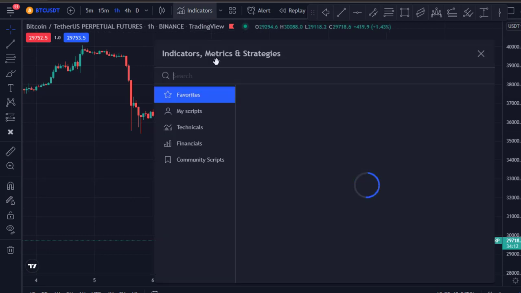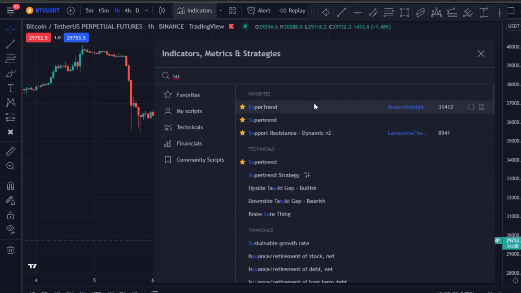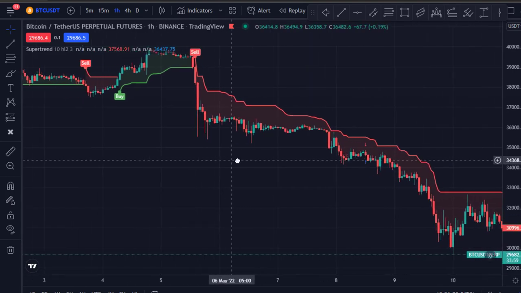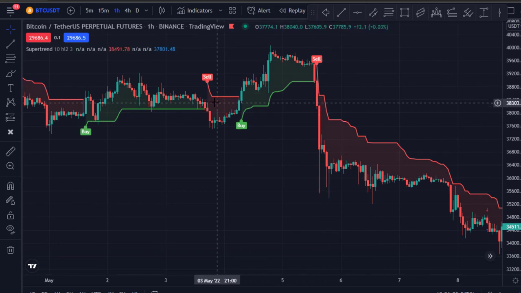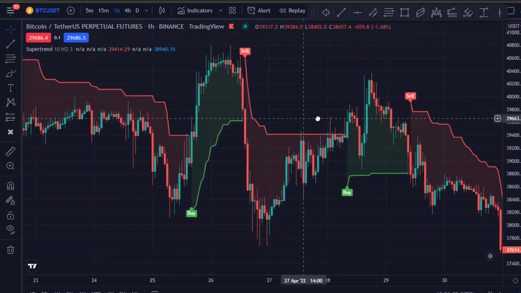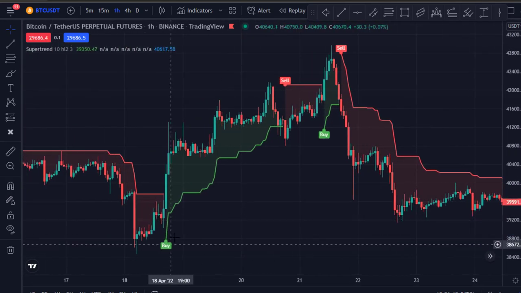So if you open the Supertrend indicator, this is what it looks like. A single line that switches from green to red, and vice versa. And how you use it is pretty self-explanatory. If the line turns green, you take a buy position, and if the line turns red, you close your previous buy position and open a new sell position.